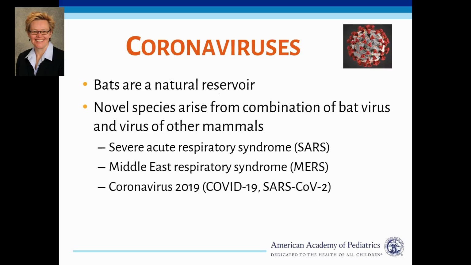Bats are a natural reservoir for many viruses, and for coronaviruses, this is also true. We've seen novel species of coronavirus arise from when there's a combination of a bat virus and viruses of other mammals. In our past history, we have seen SARS, or severe acute respiratory syndrome. We've had Middle East respiratory syndrome, or MERS. And then now we're talking about coronavirus 2019, or COVID-19, which is the disease, and the virus, which is called SARS-CoV-2.